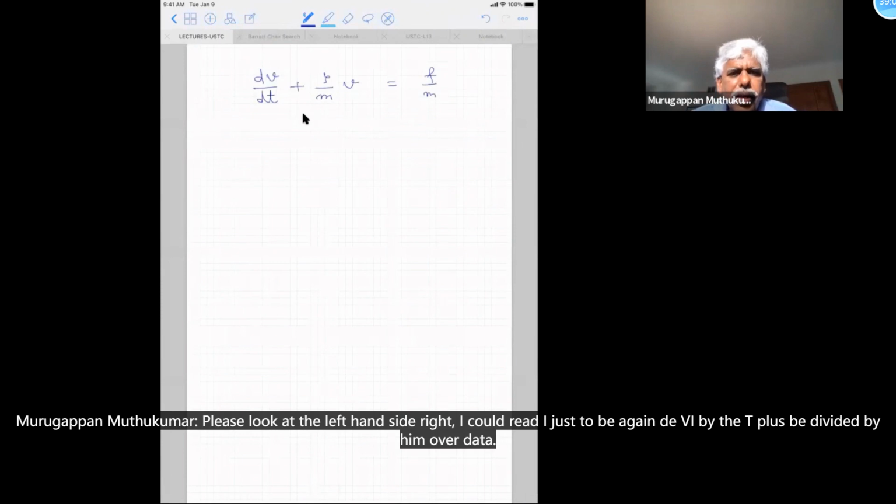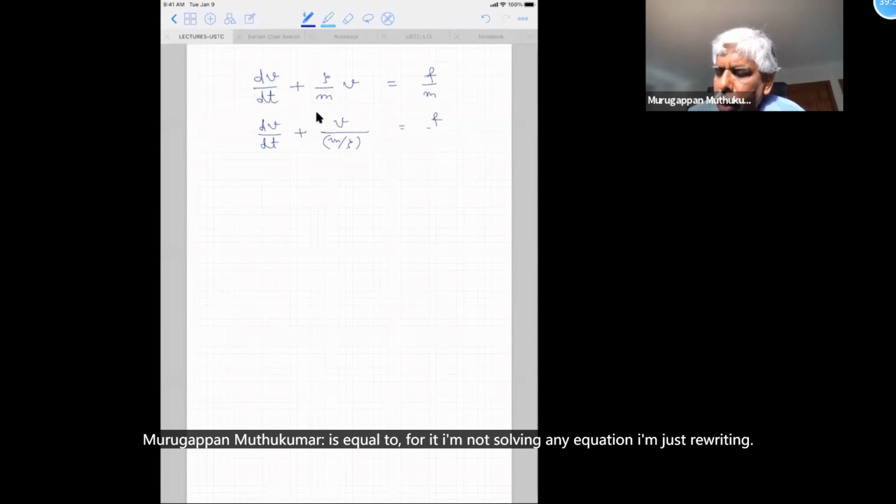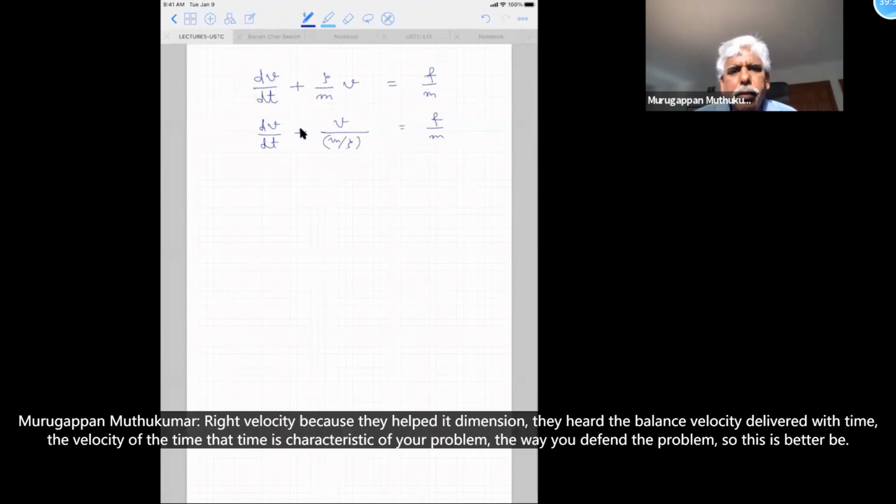Please look at the left-hand side. I could rewrite this as dv/dt plus v divided by (m over zeta) equals f over m. I'm not solving any equation, just rewriting it this way, where the numerator is v, the dimension is velocity. The denominator has time, and the dimensions have to balance.